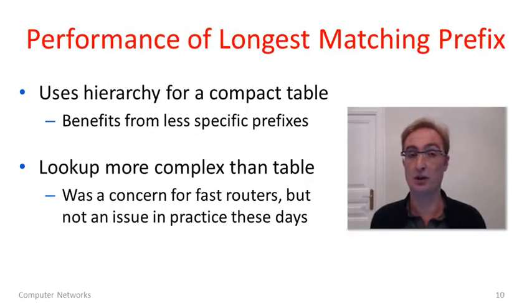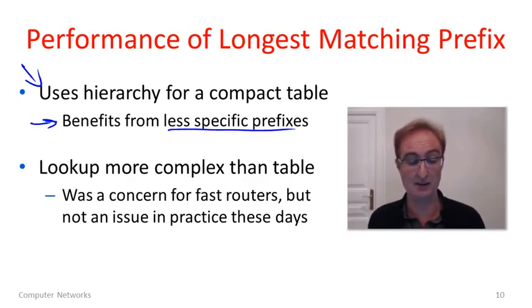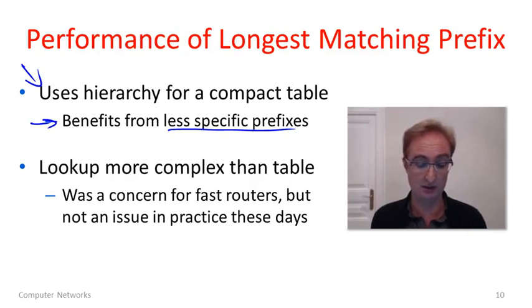Well, the flip side of this is to talk about the performance of the algorithm. How well does longest matching prefix perform? Well, in terms of table size, it performs very well. We use hierarchy to get a nice compact table. And by using prefixes of different sizes, we can actually get quite a compact table. Note that this depends on people using prefixes which are rather small, which contain a large number of addresses, so less specific prefixes. Actually, if everyone uses very specific, more specific addresses, we won't get as much compaction as otherwise.